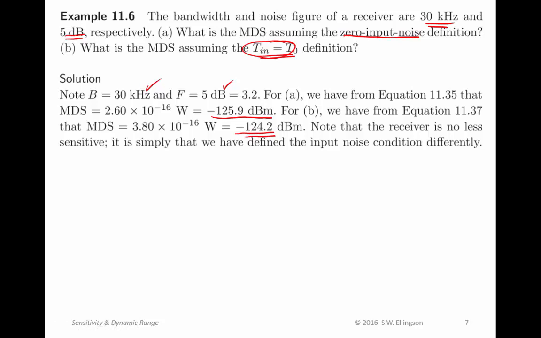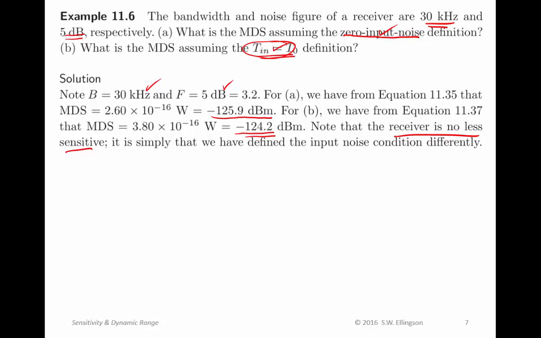Now what we see here is that we have two different values of MDS, and the reason they're different is because in one case we assume zero input noise, in the other case we're assuming the input noise is equal to the reference temperature. And that's really the only difference. So the receiver in this case is no less sensitive. The receiver is equally sensitive. It's simply that we've defined the input noise condition differently.